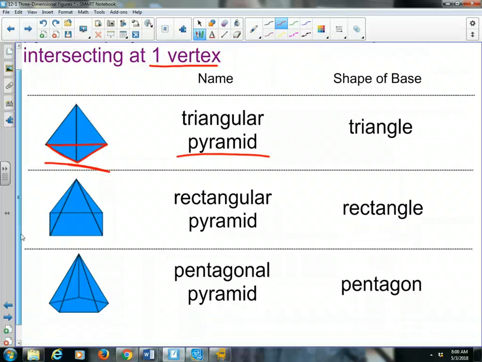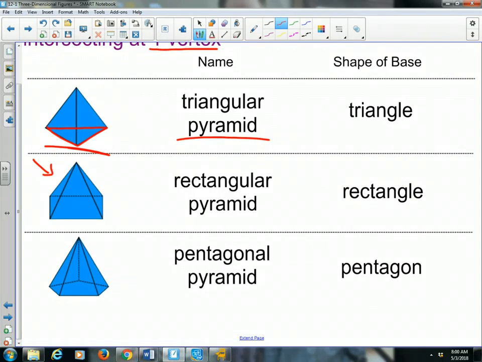In the same way, we don't call this simply and only a pyramid. We call it a rectangular pyramid because it has a rectangle base. And then the third one here is a pentagonal pyramid. There's more. We could have a hexagonal pyramid. We could have an octagonal pyramid. We could have a dodecagonal pyramid. So there are many different types of pyramids, all depending on what shape the base is.